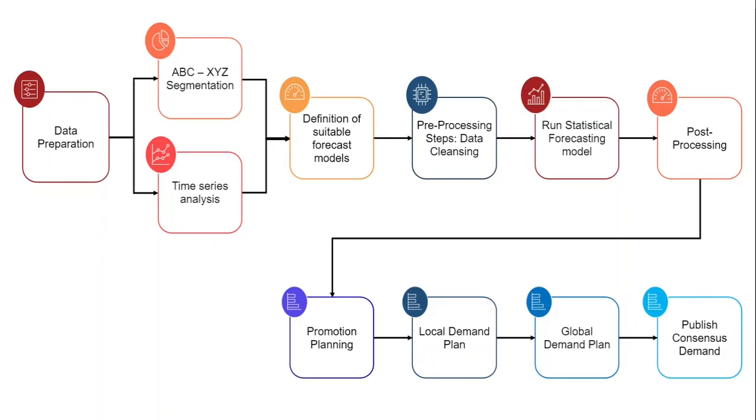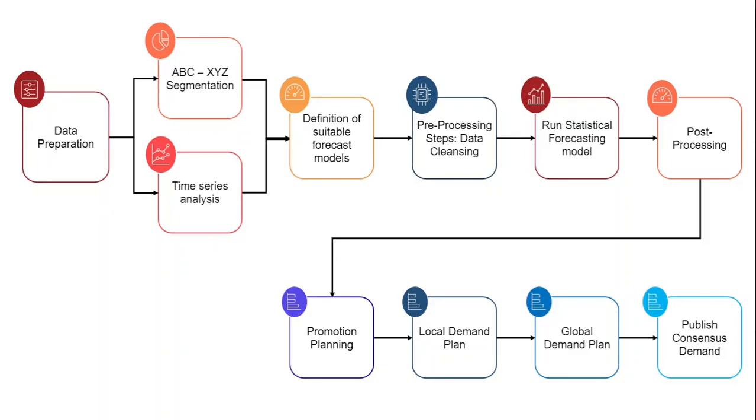Once you do the outlier correction or data cleansing, you have to go with statistical forecasting. You have to run the statistical forecasting. What it does is generate the future forecast. It will generate the future demand. So forecasting generates a future demand or future sales based on the past information.